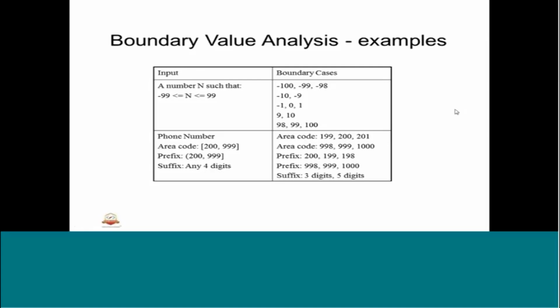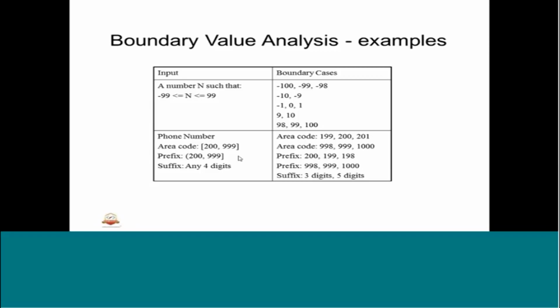For the prefix we know that 200, 199, 198 as the boundary, and the prefix at the higher boundary is with 998, 999 and 1000. And we have suffix any 4 digits, so we should have 3 digits as an input suffix and 5 digits as another input suffix. So these are all some of the valid equivalence classes with boundary conditions which are allowed to test it. So it's a very important aspect of boundary value analysis.